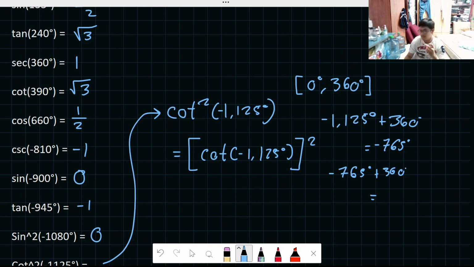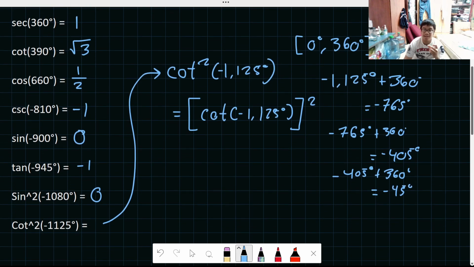So negative 765 plus 360, you will get negative 405 degrees. But then again, it's still less than 0 degrees. So we continuously add 360 degrees. This one plus 360, you'll get negative 45 degrees. But again, it's still less than 0 degrees. So add it one more time.